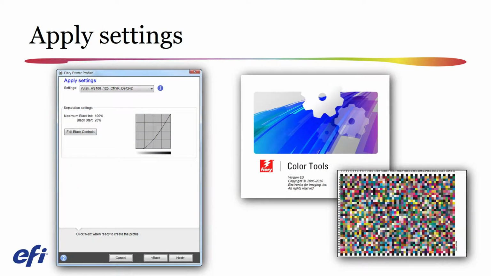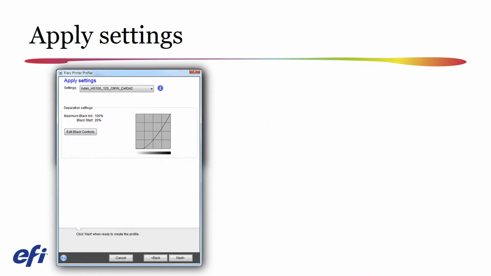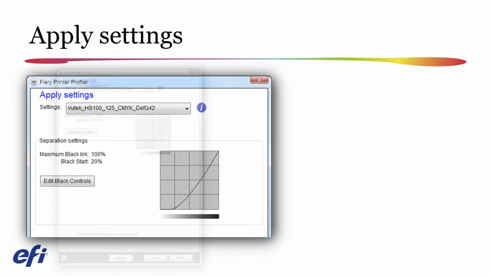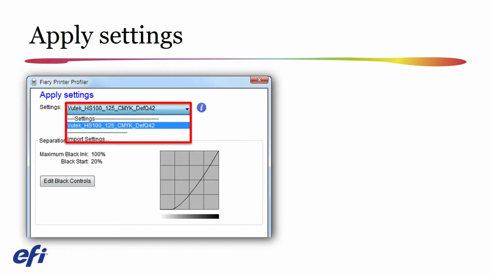To access the advanced Black Generation tools, you will begin by printing and measuring your ICC profile target in the same way that you have in prior Fiery versions. After you finish measuring your profile target, you will come to the Apply Settings dialog box. At the top of the Profile Settings dialog box, you will find that there are default options available on the Settings drop-down list.